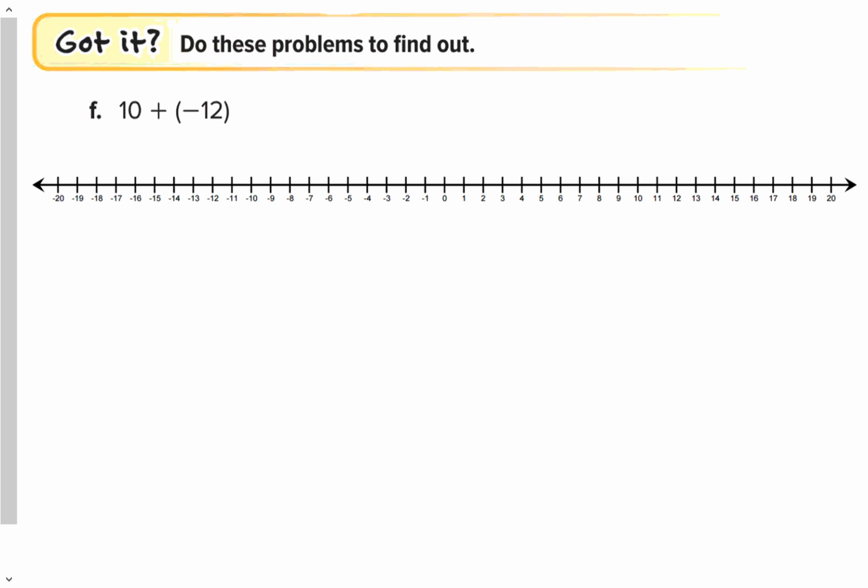Here's example F. It is on the bottom of page 205. We have negative 10 plus 12. So we're going to start off at 0. Positive 10 says let's move to the right 10. And then the negative 12 means that we have to move to the left 12. So I got 10, 11, 12 all the way over here. So where do I end up? I end up at negative 2.